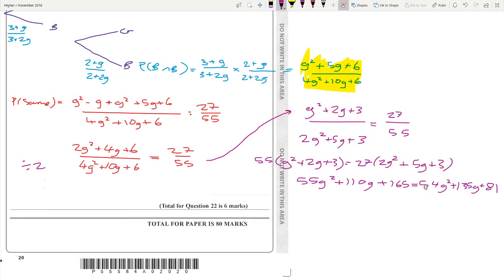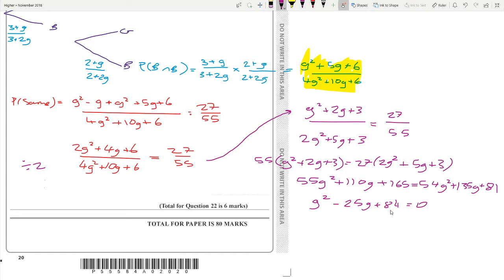Let's rearrange all this then. So we got a positive 54g squared here, take that over to that side, it becomes minus 54g squared, so we're left with just 1g squared. 110g minus 135g becomes minus 25g. Then 165 take away 81, it's going to be positive 84. So that now equals 0.